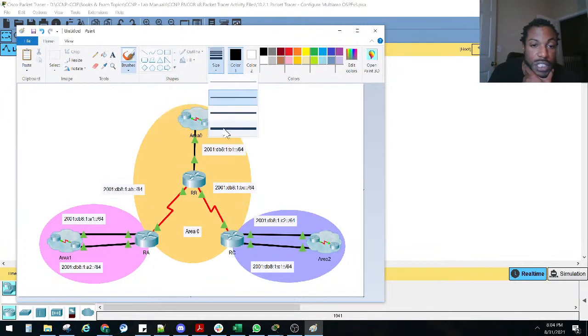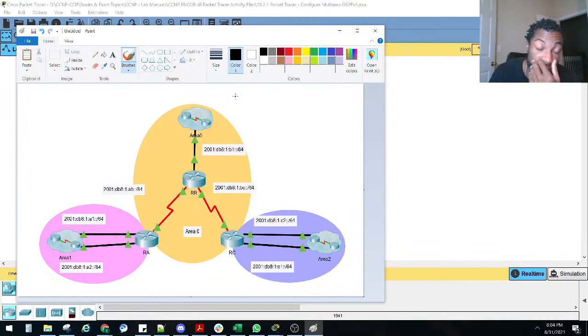I forgot to look up the difference between the ipv6 router command, the ipv6 router ospf command, and the router ospfv3 command. Maybe I'll do it during the stream. Y'all remember yesterday we tried to do that. But anyway, this is going to be a multi-area lab.